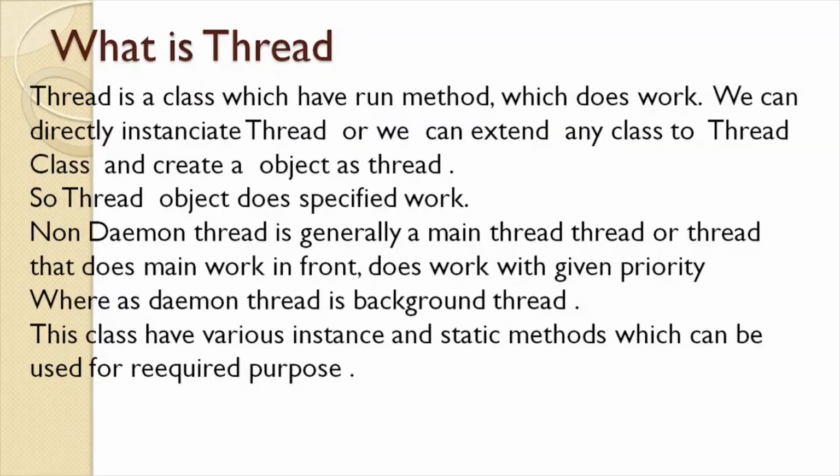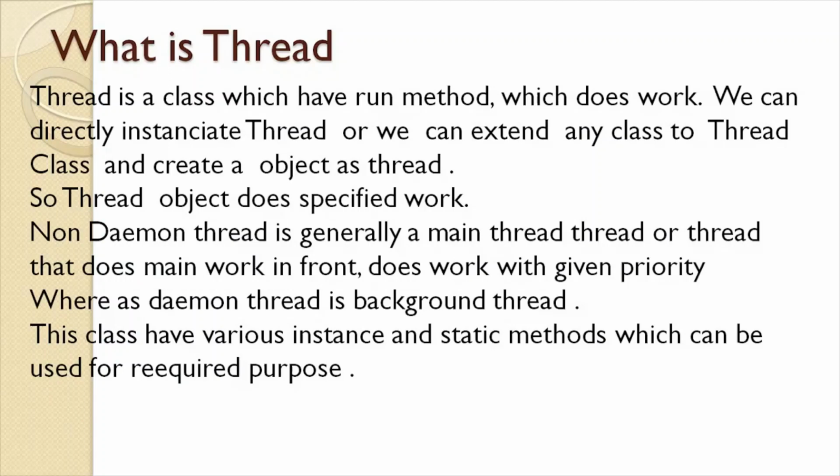Thread is a class which has a run method which does work. We can directly instantiate Thread, or we can extend any class to the Thread class and create an object as a thread. So a thread object does specified work. A non-daemon thread is generally a main thread, or a thread that does the main work in front, with a given priority, whereas a daemon thread is a background thread. This class has various instance and static methods which can be used for the required purpose. So a thread is a worker which does specified work for a Java program, like we do in routine life. And Thread is a class whose object is a thread.